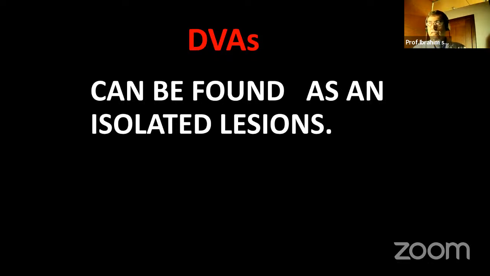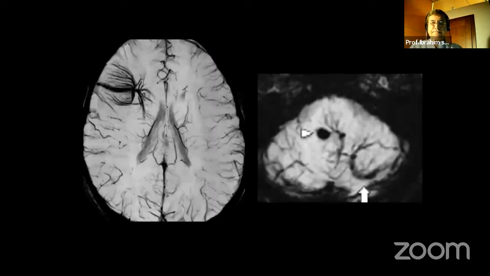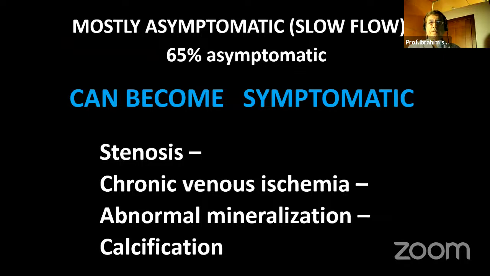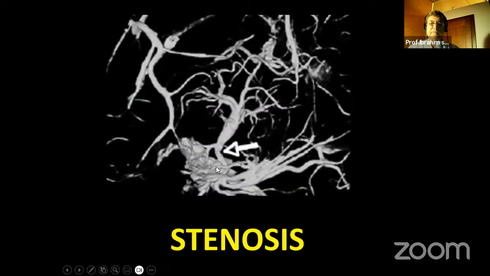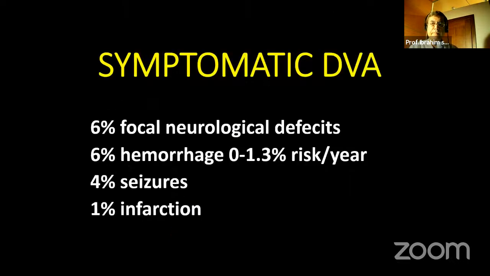DVAs can be isolated lesions, like we have seen. You just do a brain MRI and you see them, just like that. Most of the time, 65% are asymptomatic. That's why they were called benign. But the 35% are symptomatic, and you have to be aware of them. They can become symptomatic by stenosis, by ischemia, by mineralization, or by calcification. So this is a DVA with some stenosis. It will present itself in some way.